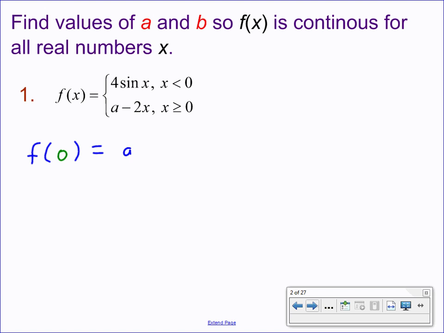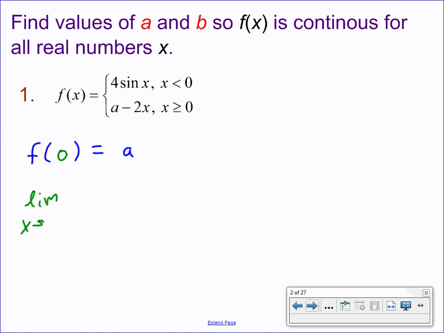Now I need to consider the limit of the function as x approaches 0. In order to do that, I must consider the two-sided limits. That is, the left-hand limit and the right-hand limit. They must exist and equal one another for the overall limit to exist. Then that overall limit must equal the value of the function. So quick, we'll do a left-hand limit. That is, the limit as x approaches 0 from the left-hand side.